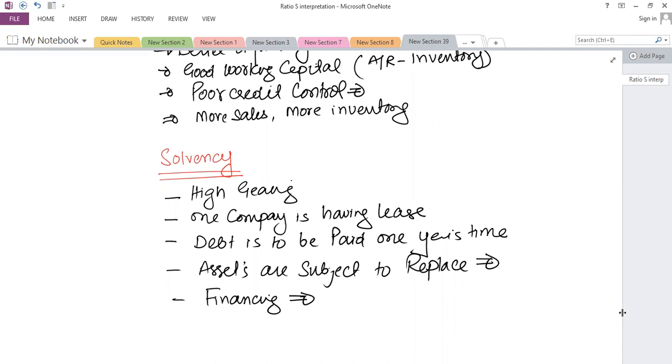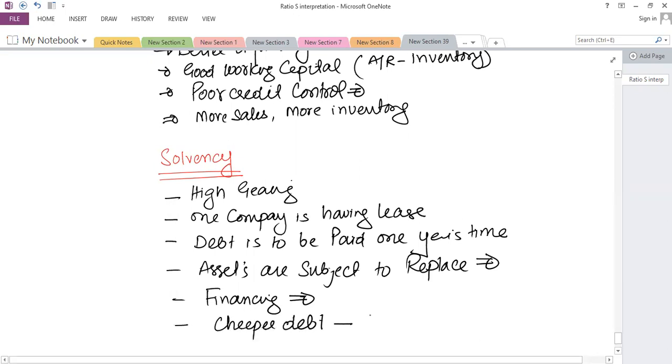See, the other company has the advantage, it has new assets, it has much fresh assets available. So they have the advantage of taking finance against these assets. And on the basis of those good assets, they can take cheaper debt. The rate might be a good one. The rate might be cheaper.